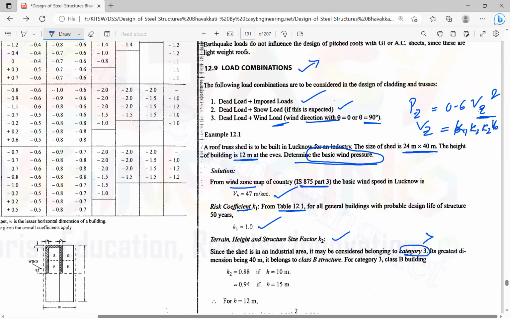Category 3 means height greater than 10 meters, generally we take category 3. The greatest dimension is 40 meters, since the size is 24 by 40. So the pressure acts more in this direction. It belongs to class B structure. For category 3 class B structure, K2 value is 0.88 if H is 10 meters. If H is 15 meters, K2 value increases to 0.94.